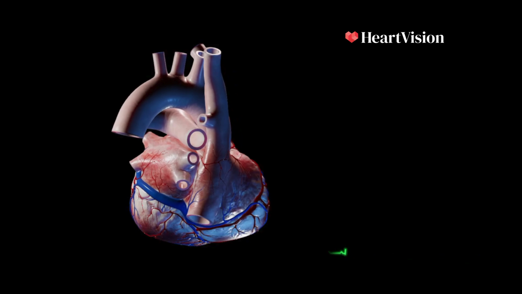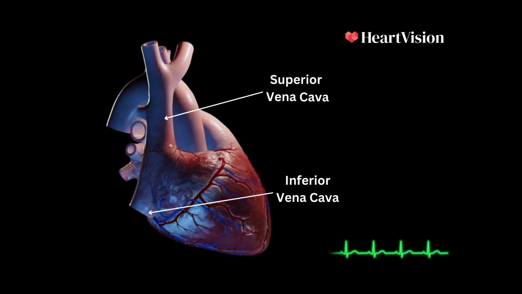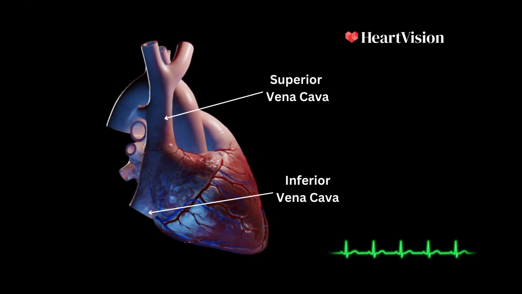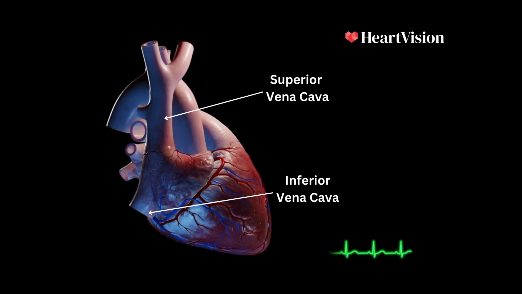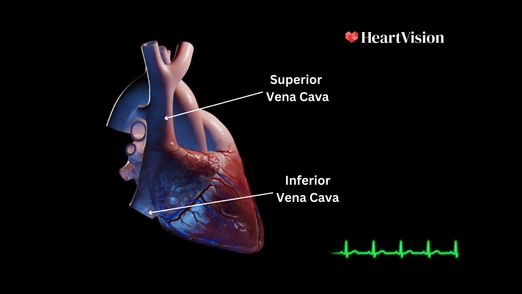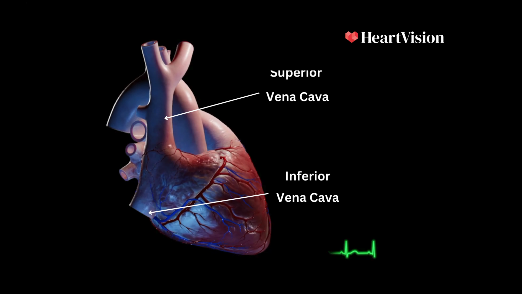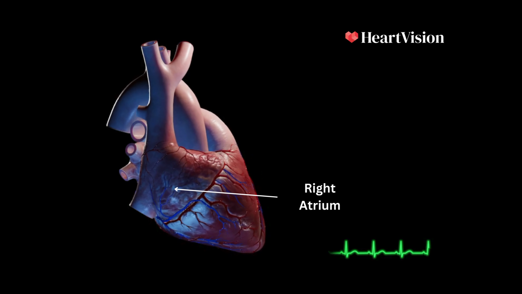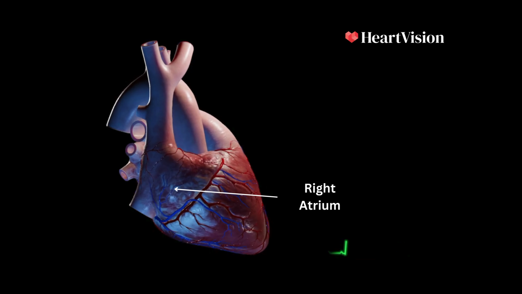On the upper right and lower right sides of the heart, two large veins bring blood back from the body. These are called the vena cavae. The superior vena cava returns blood from the upper body, while the inferior vena cava brings blood from the lower body. These veins open into the right atrium, which is a small upper right chamber that collects blood before sending it to the right ventricle.